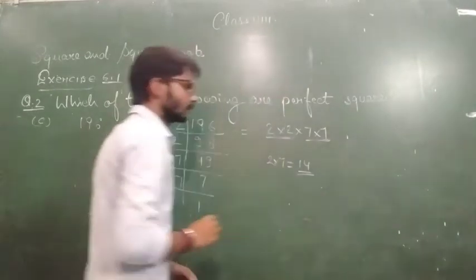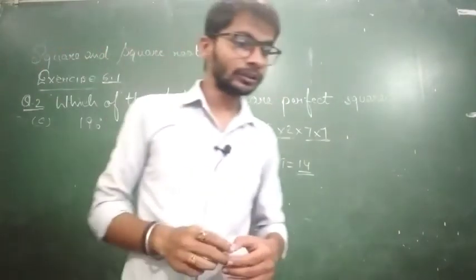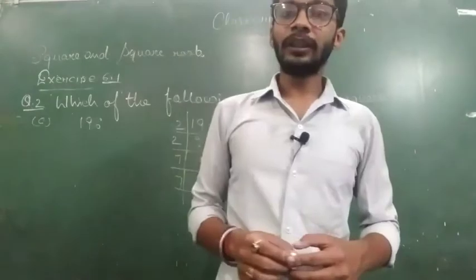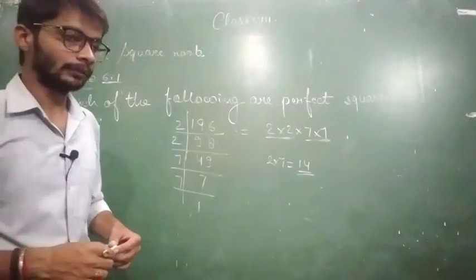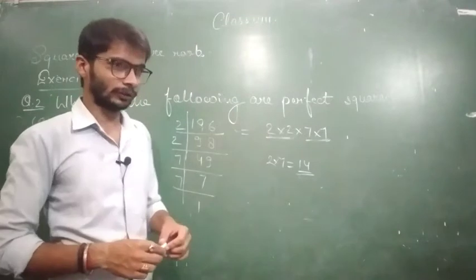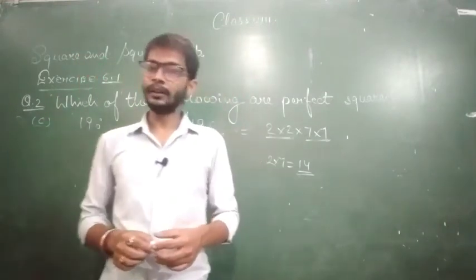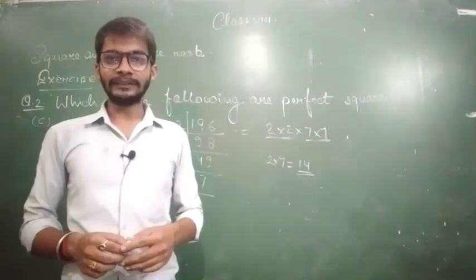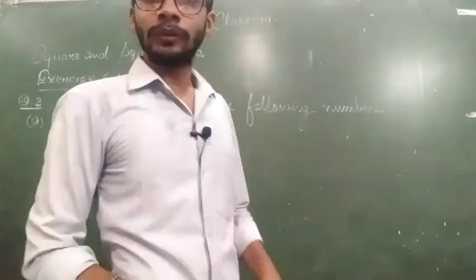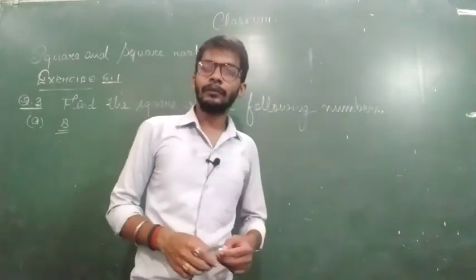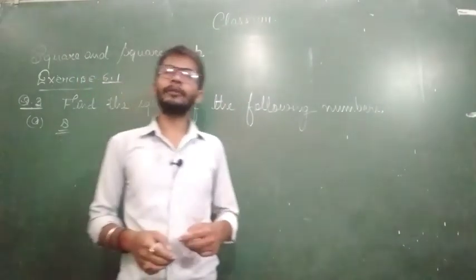ठीक है, so similarly solve the next part of this question, which is 14,400. You can find the value of the square root of this 14,400 and you will get 120 as the square root of 14,400.